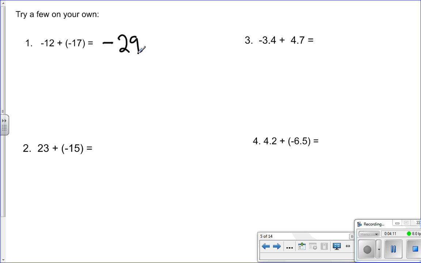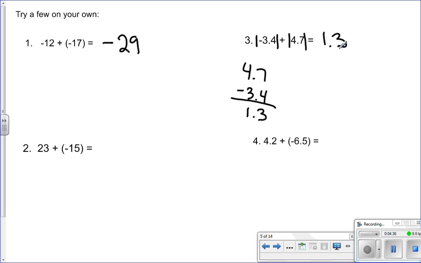-3.4 plus 4.7, they have two different signs, so let's take the absolute value of both of them, and I see that 4.7 has a higher absolute value, so I know it's going to be a positive number. And I do 4.7 minus 3.4. I get 1.3. So my answer is going to be 1.3.